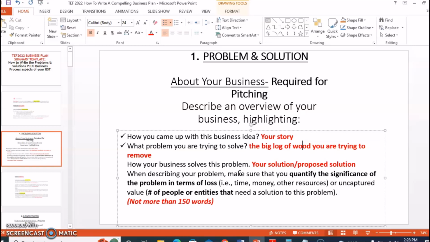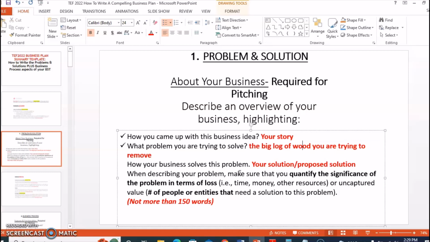So quantify the significance of the problem in terms of loss of time or money or resources or uncaptured value. So in the case of the story I am telling now, it is an uncaptured value because a school is meant to teach students, that is teaching students ICT, is meant to also show them practical, but because they are not doing practical, that is a value that is not captured. So you are coming in to capture that value. I hope you get this. So here we're not talking about time, money, or other resources lost. We're talking about uncaptured value, right? So this is the story example I'm giving you.